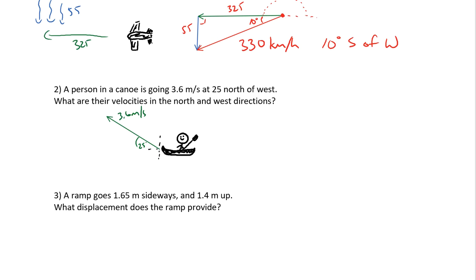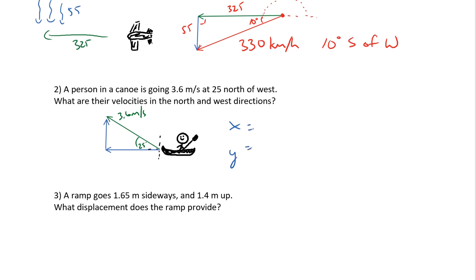Okay. So we're looking for his velocities in the north and west directions, which are basically just the components of the actual vector itself. So we want to know how fast is he going west, which would be the x component. And then we also want to know how fast he is going north, which would be the y component. And we just got to break apart the triangle into x and y components.